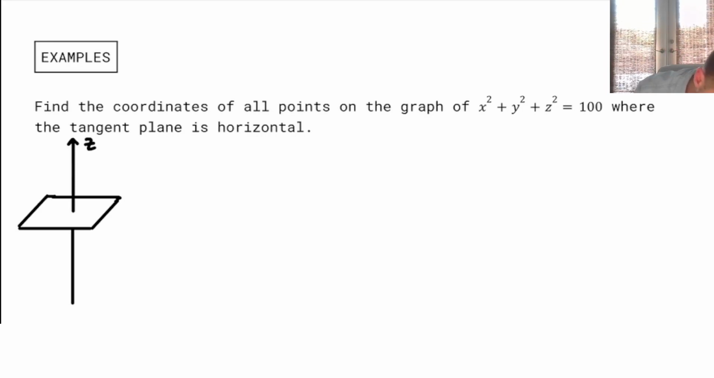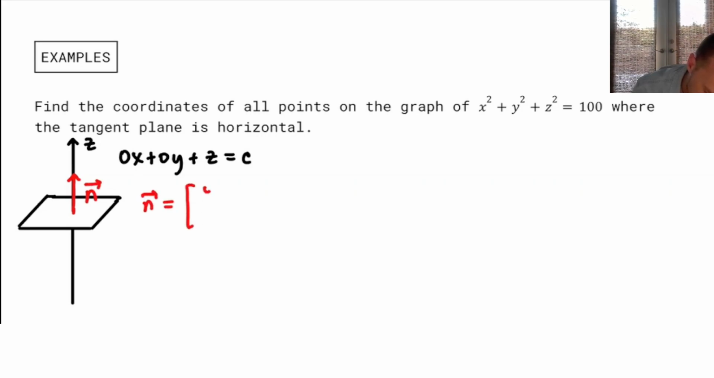So 0x plus 0y plus 1z equals some constant. The normal vector to this is going to be 0, 0, 1, or a normal vector n could be 0, 0, 1. So what I'm saying is that the tangent plane will be horizontal when both of the partial derivatives with respect to x and with respect to y are simultaneously 0. That's what I'm going for here.